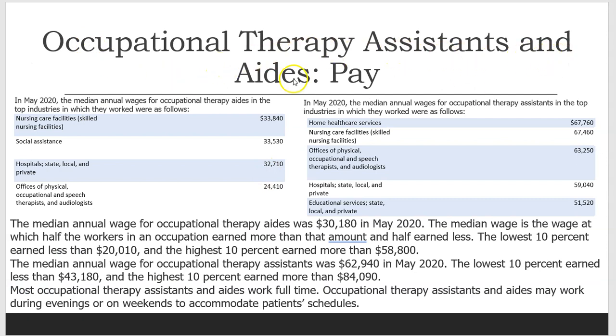Occupational therapy assistants and aides pay. In May 2020, the median annual wages for occupational therapy aides in the top industries in which they work were as follows. Nursing care facilities, skilled nursing facilities, $33,840. Social assistance, $33,530. Hospitals, state, local, and private, $32,710. Offices of physical, occupational, and speech therapists and audiologists, $24,410.